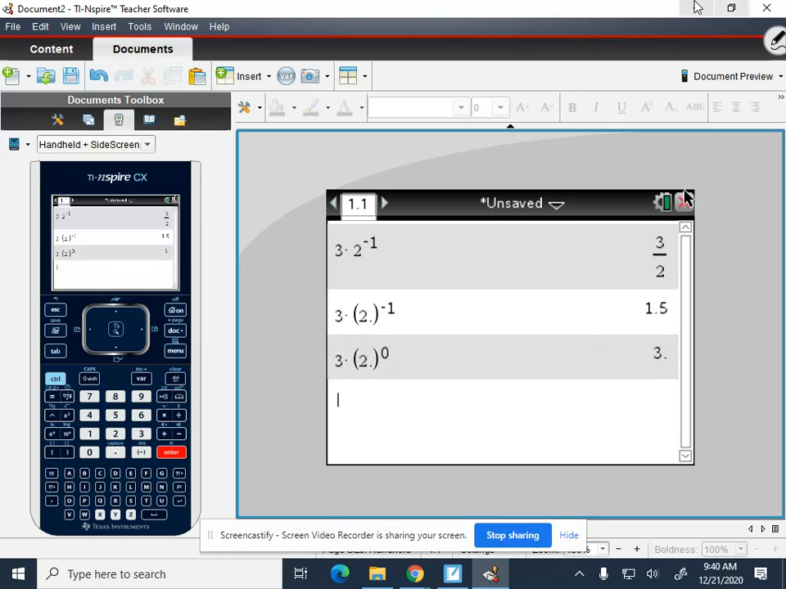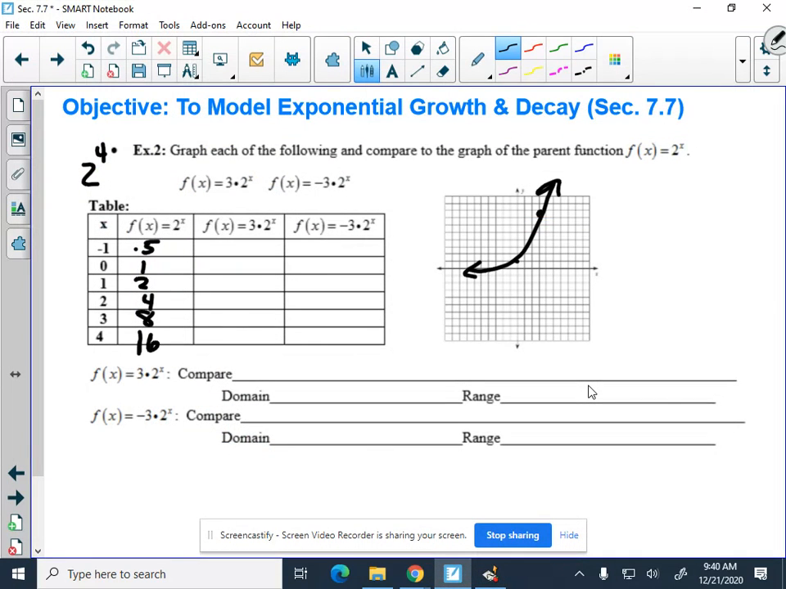0, I get 3. What you're going to notice as we do these, if you type them into your calculator, this one gets you 1.5, this one gets you 3. This is 3 times the amount. This one gets you 6. 2 times 3 is 6. This one gets you 12. This one gets you 24. This one gets you 48.